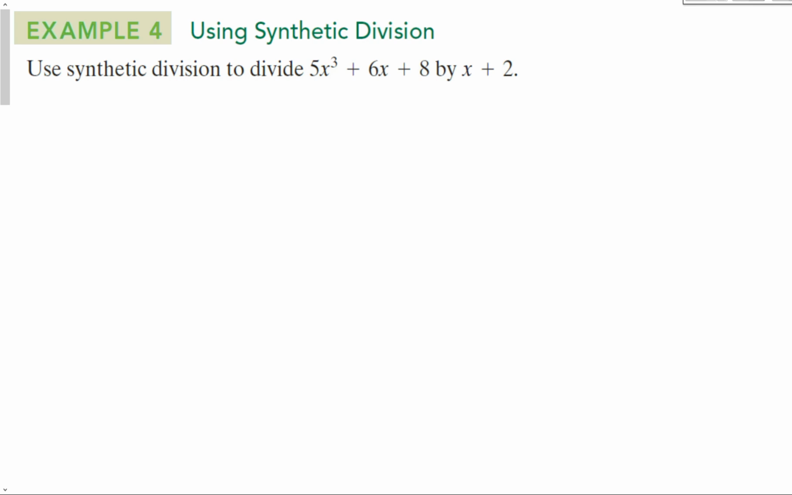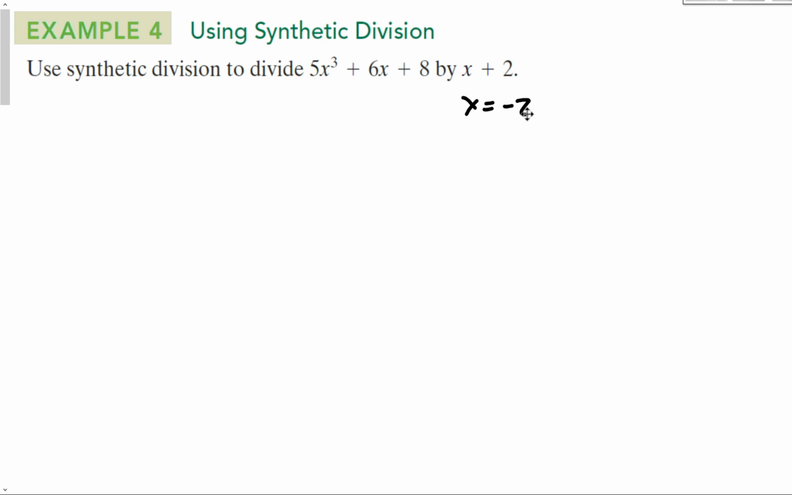Okay, so I'm going to use synthetic division to divide 5x to the third plus 6x plus 8 by x plus 2. The biggest mistake you can make in this problem is in the setup. First we see that x is equal to negative 2 when we set that equal to 0, because it's always x minus c. In this case, it's x minus negative 2.